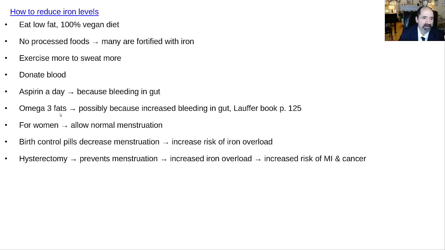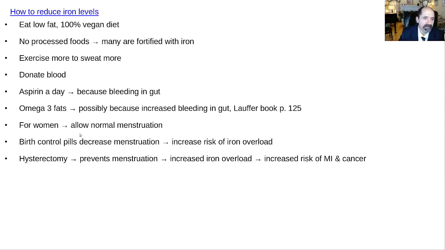Some people think that one of the reasons omega fats can have... there's a lot of problems with omega fats. I do not recommend that, but I'm just saying that some people think they cause bleeding in the intestinal tract, and that actually ends up being beneficial as a way to get rid of some iron. But trust me, there's lots of problems with omega-3s. I've given other lectures about those.